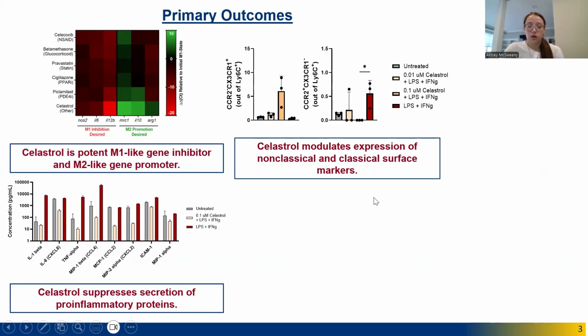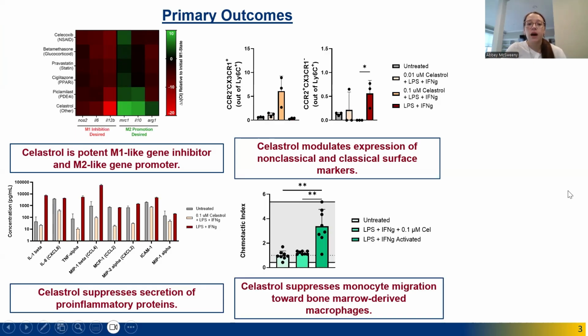Additionally, when Celastrol was used on PBMCs, we saw that there was a suppression of secretion of pro-inflammatory cytokines, chemokines, and other proteins, and that Celastrol is able to suppress monocyte migration towards bone marrow-derived macrophages that were treated with Celastrol, indicating that we are inducing non-classical trafficking of monocytes.